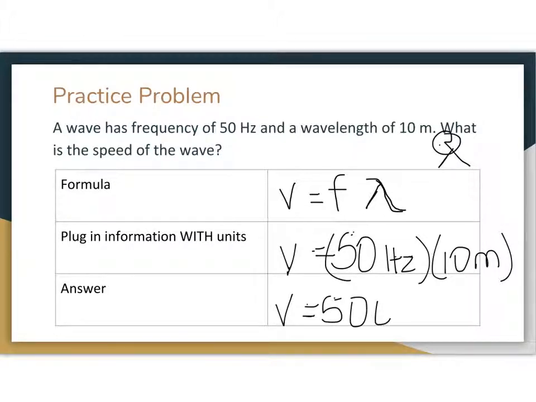It looks like 500 hertz meters, but if you were to expand the hertz units out, you'd find that that's cycles per second. The cycles are not included because they're not really units, they're just the number of things that are happening. So the units become meters per second, which is what we're familiar with using for velocity. So the wave is moving at a speed or a velocity of 500 meters per second.